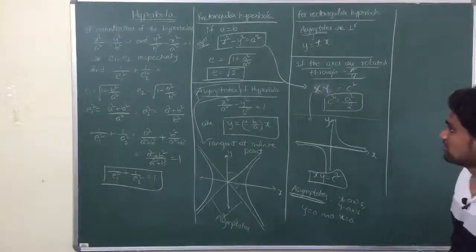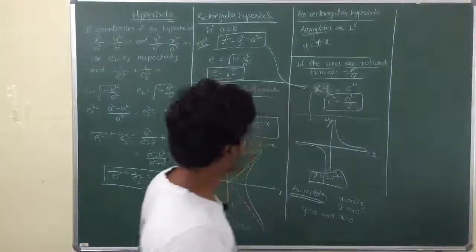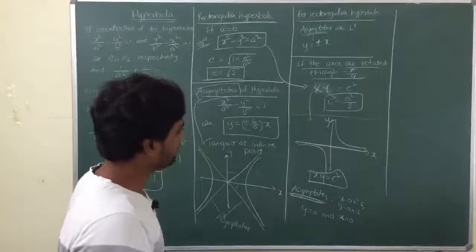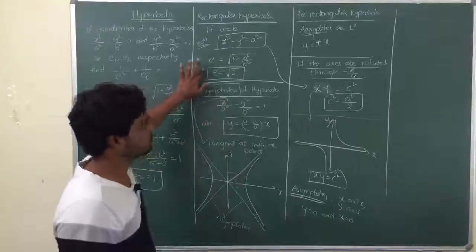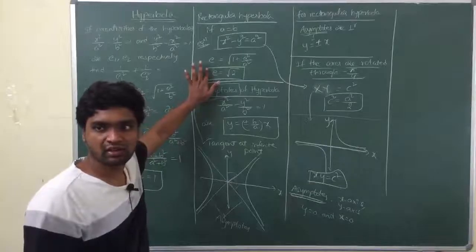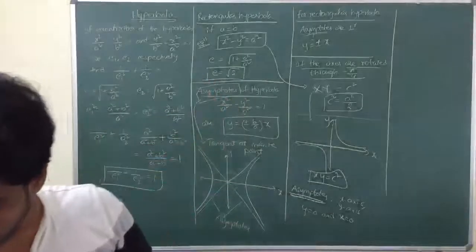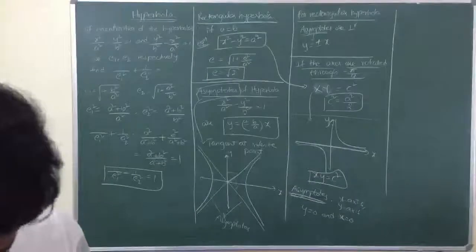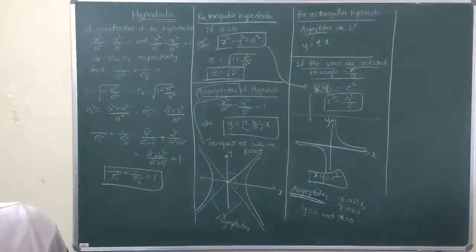Next, okay, this is about rectangular hyperbola. What is the value of E for rectangular hyperbola? Root 2. Value of E is root 2. Okay, next. Equation of chord joining, equation of tangent, normal, equation of chord with given midpoint. Okay, now we'll see all those things. Line and hyperbola.